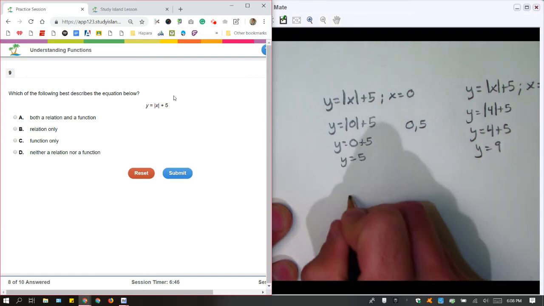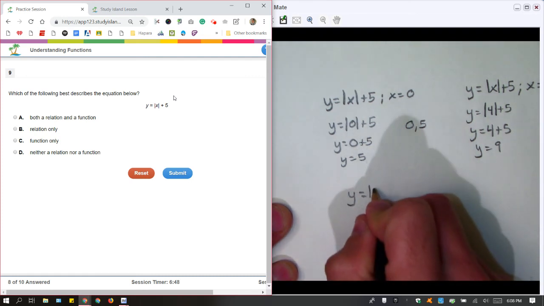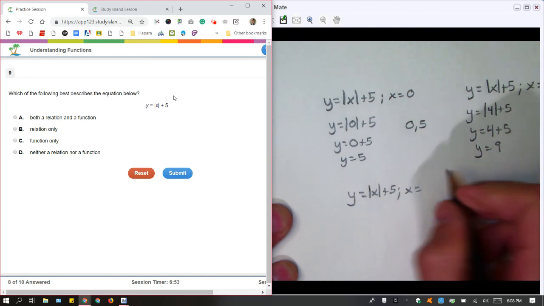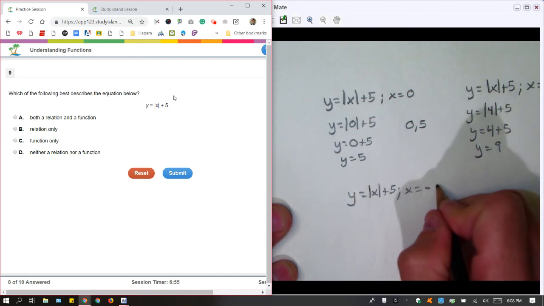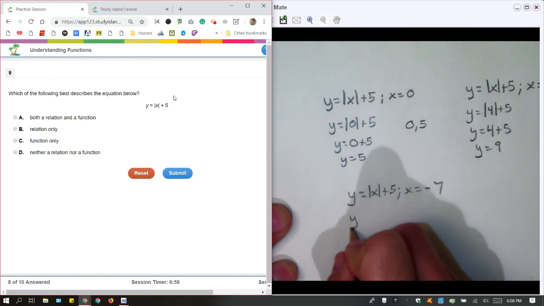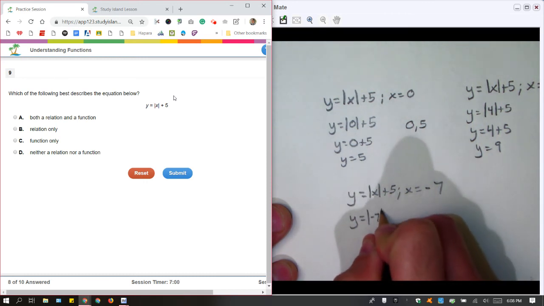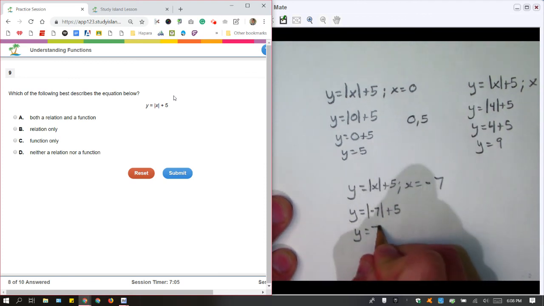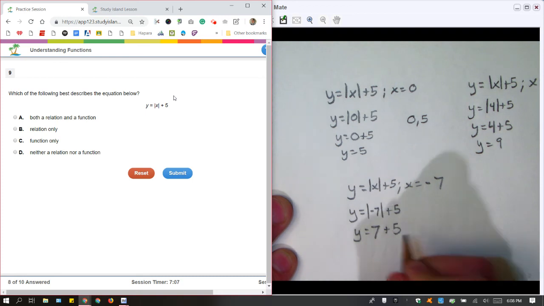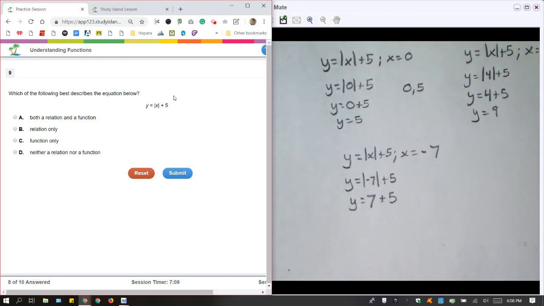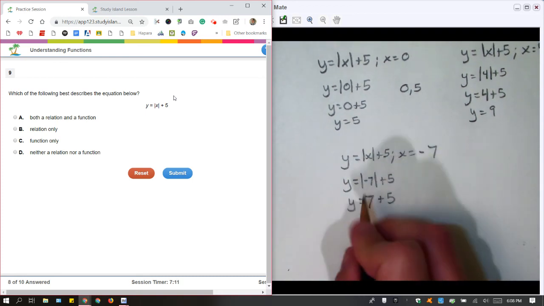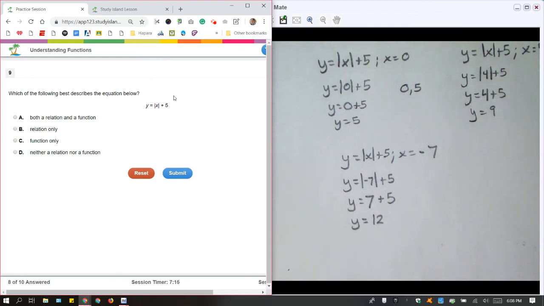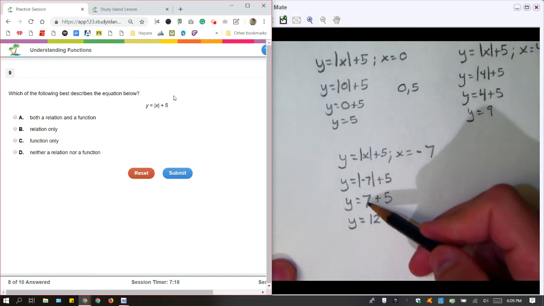All right, well, how about y equals the absolute value of x plus 5 when x is a negative number, say negative 7. Well, then y equals the absolute value of negative 7 plus 5. The absolute value of negative 7 is positive 7, because negative 7 is 7 spaces away from 0. So the absolute value of negative 7 plus 5 is just 7 plus 5. So y equals 12.